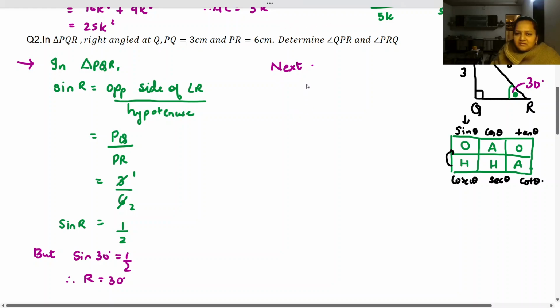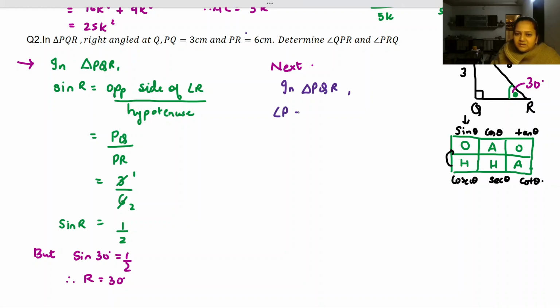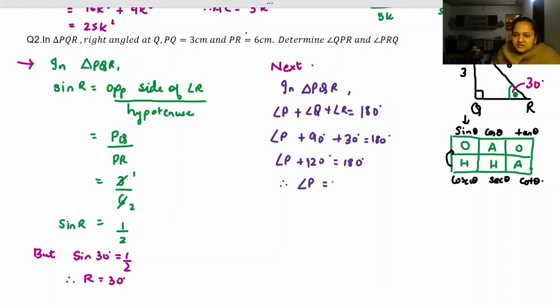We'll say, in triangle PQR, angle P plus angle Q plus angle R is how much? 180. Why? Angle sum property of a triangle. P is unknown. Q is right angle, so 90. And angle R we just now found to be 30. So what do we get? Angle P plus 120 is 180. So angle P is 180 minus 120. Angle P is 60. So we found both the angles.